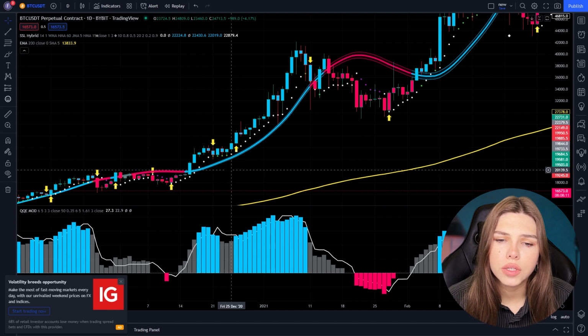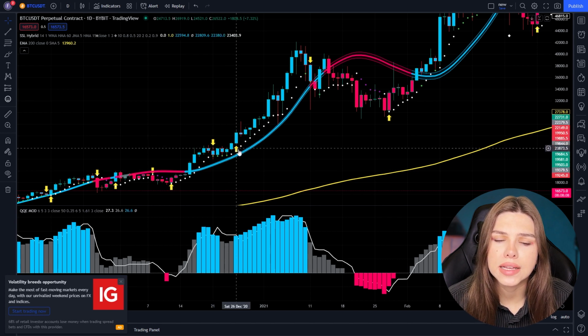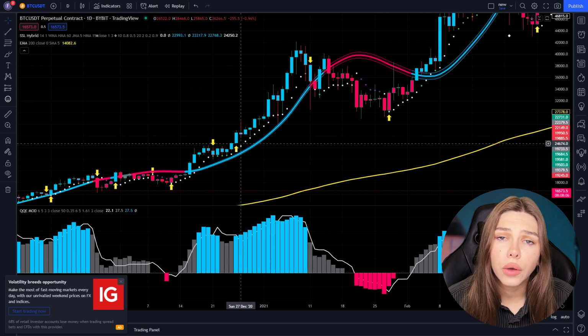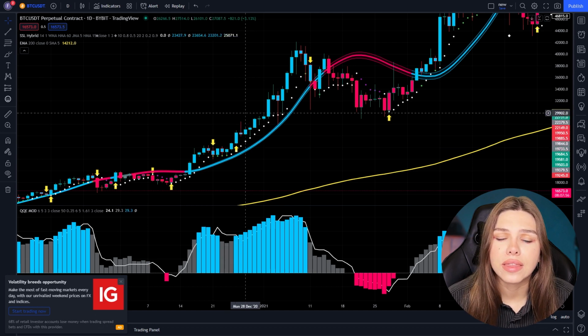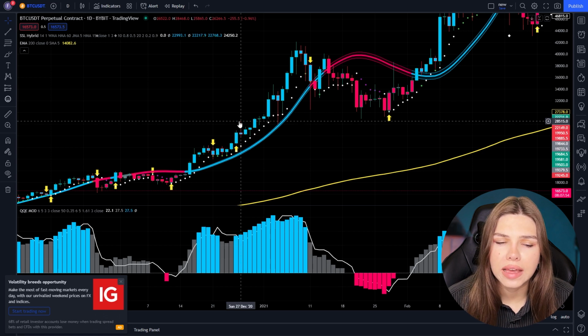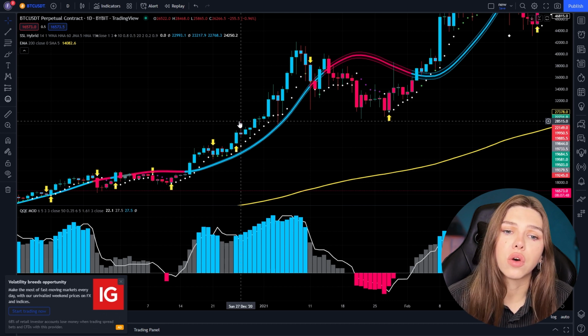Number 3, we want to wait until we get a signal with an arrow. How cool is that? It doesn't get any easier than this. This indicator actually gives you an arrow when to get in. An important tip here is that you will not get in right when you get this signal. You will wait for the candle to close because it could change and reverse. So I want that candle to close with a confirmation of going up.